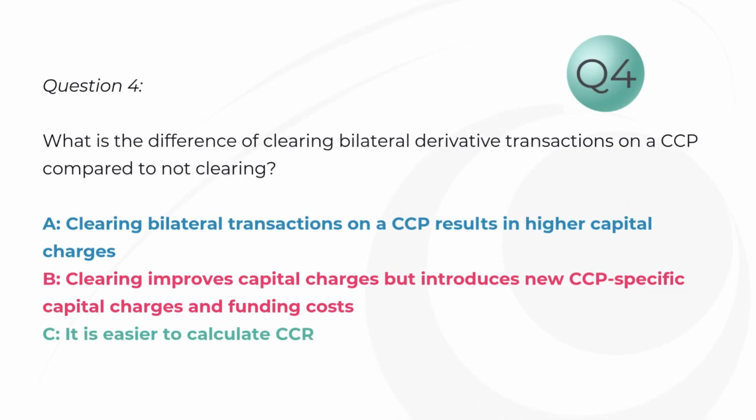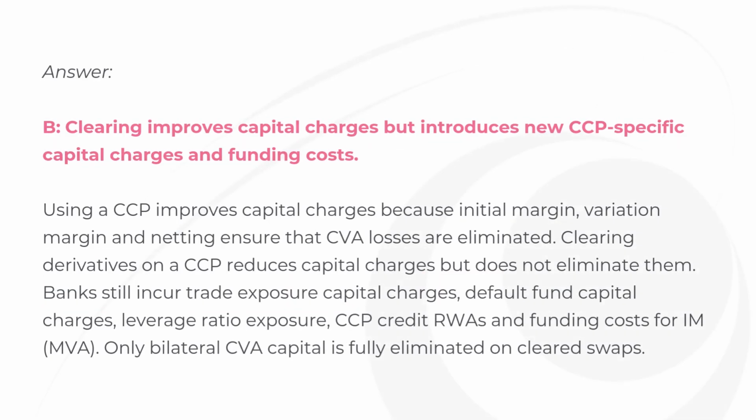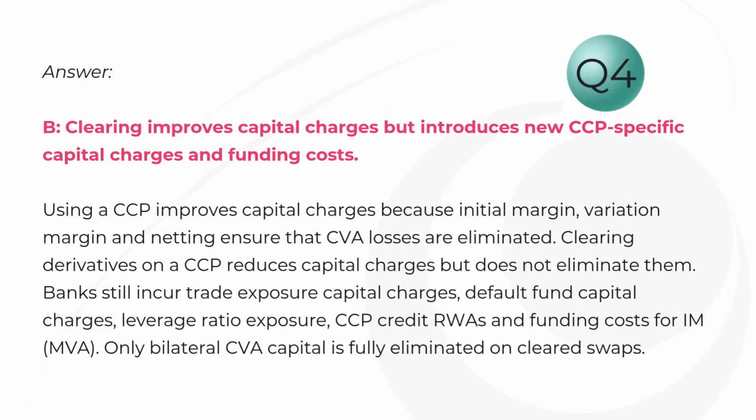Question 4. What is the difference of clearing bilateral derivative transactions on a CCP compared to not clearing? A. Clearing bilateral transactions on a CCP results in higher capital charges. B. Clearing improves capital charges but introduces new CCP-specific capital charges and funding costs. C. It is easier to calculate CCR. Answer B. Clearing improves capital charges but introduces new CCP-specific capital charges and funding costs.